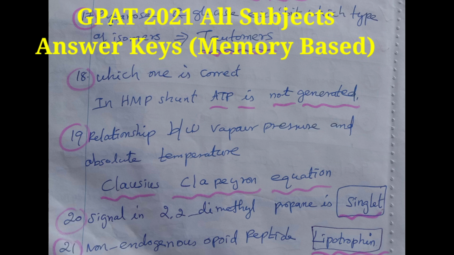Next, which one is correct in HMP shunt? ATP is not generated. Then relationship between vapor pressure and absolute temperature. The equation is Clapeyron equation. Then signal in 2,2-dimethyl propane is singlet. Non-endogenous opioid peptide is lipotropin.